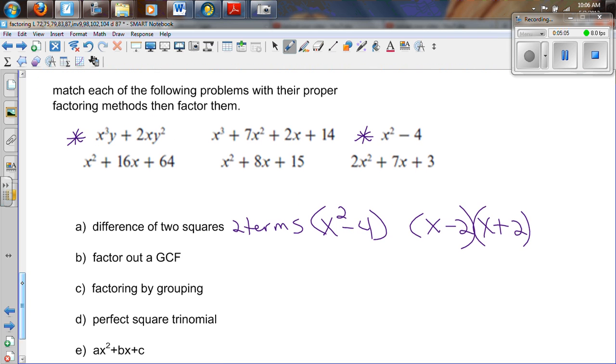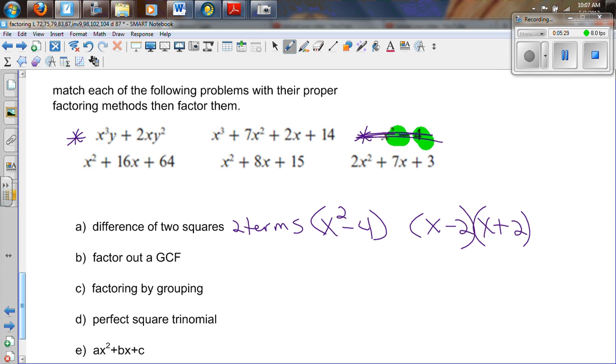Factoring out the greatest common factor. Are there any of these problems that have a factor in common? So let's look at each one of them, starting with the first one. Does that one have any factors in common? Yes, it has x's and y's in both terms. So we think that one does, so I'm going to leave that star there. Let's look at the next one.